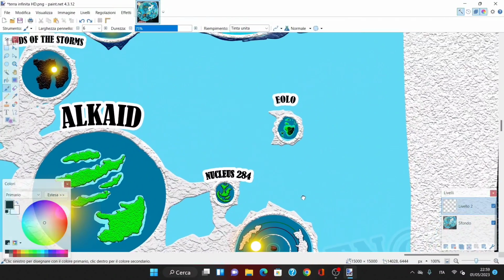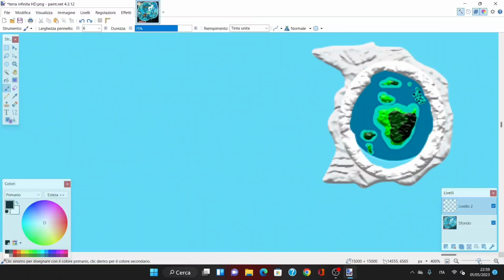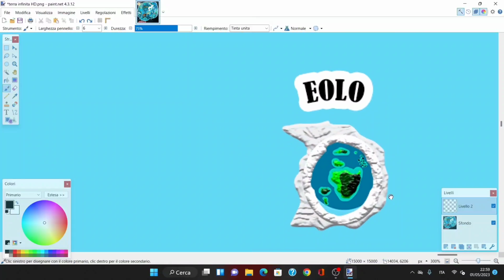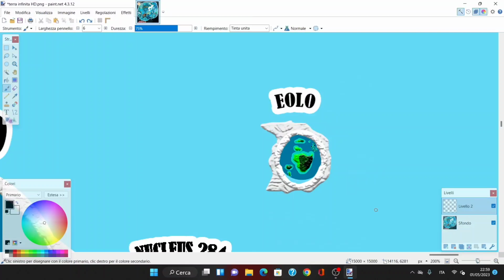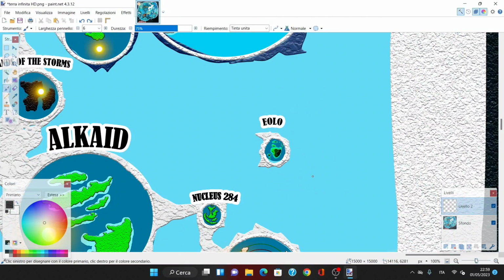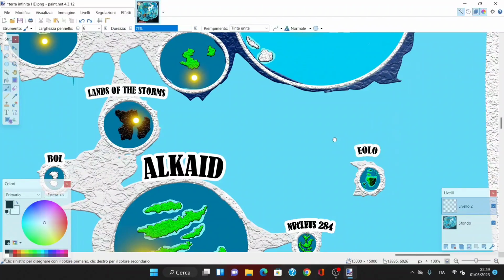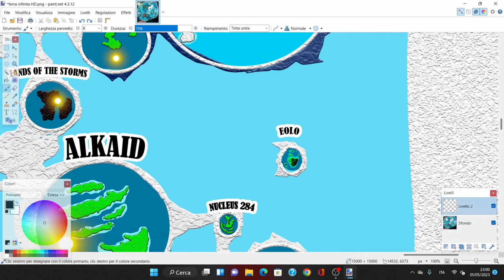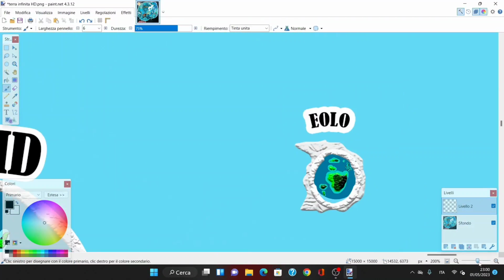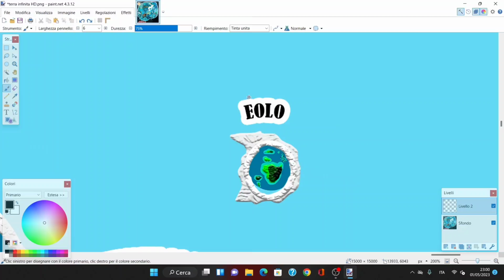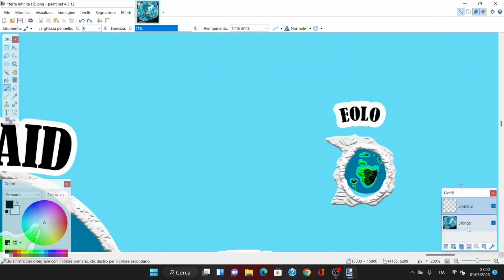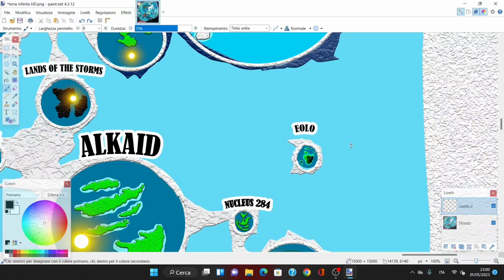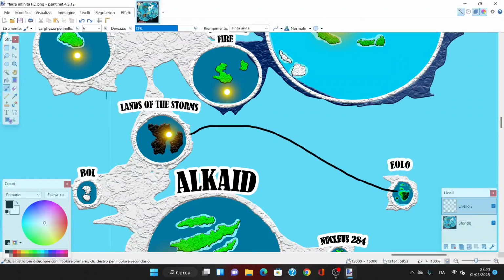Here, in the east of Nucleus 284, we have the plane of existence of Eolo. Eolo, with its own small firmament, is one of the more interesting generator powers. Eolo stands for the god Aeolus in ancient Greece. Eolo was the god of wind. Well, at least one of the winds. This energy-creating plane of existence is the creator of winds that eventually come to the lands of storms.